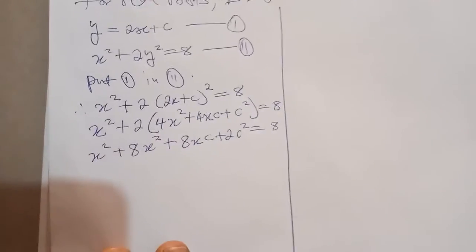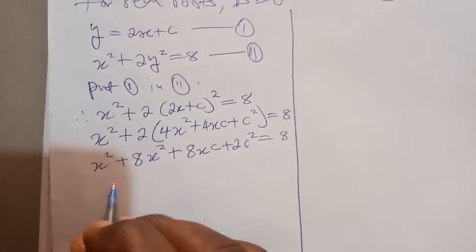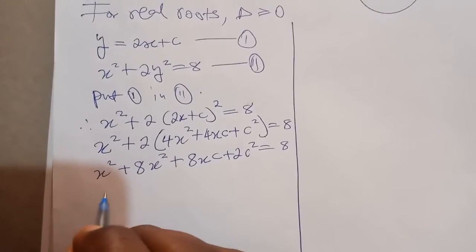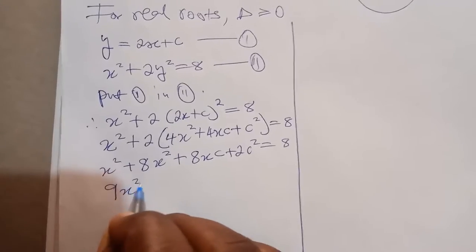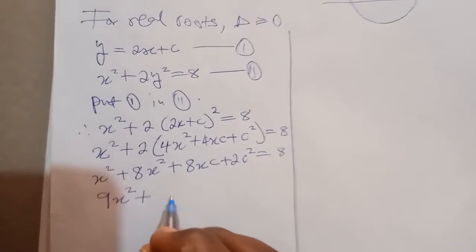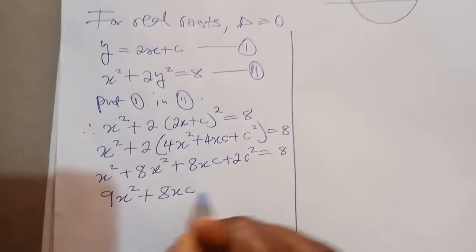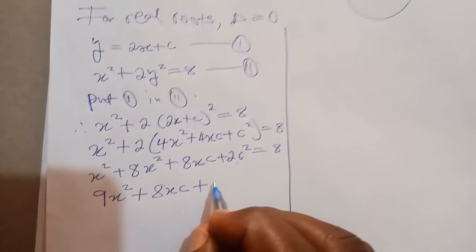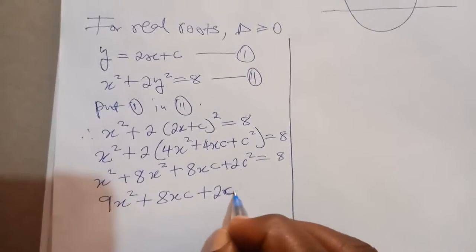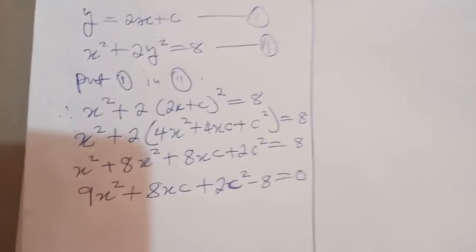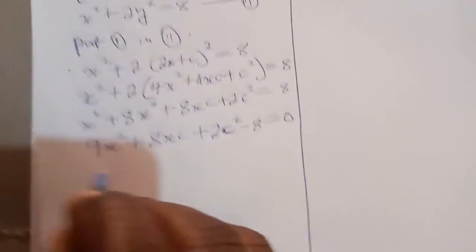I can now put it in the standard quadratic form. This becomes x squared plus 8x squared, which becomes 9x squared. Then this is the only term in x, so I will leave it there, plus 8xc. Then the constant terms are this and this. I put them together: 2c squared minus 8 is equal to 0. That's it. I have it now in standard quadratic form.